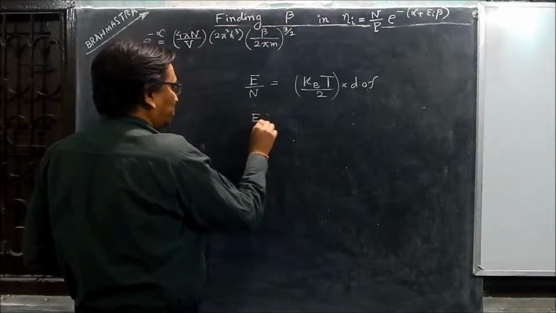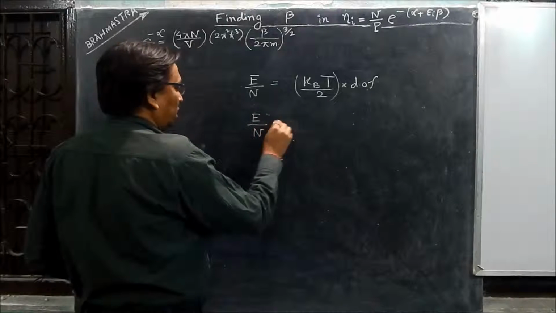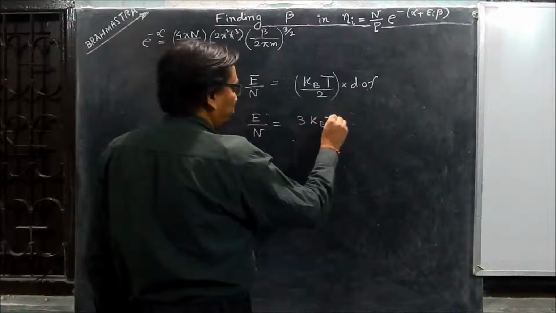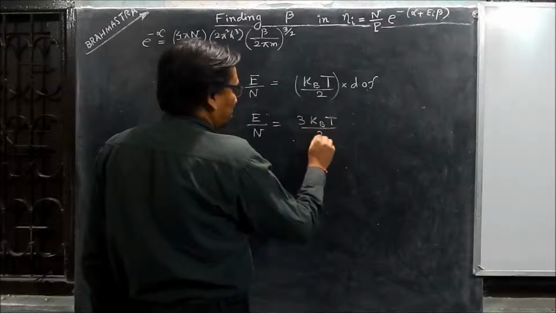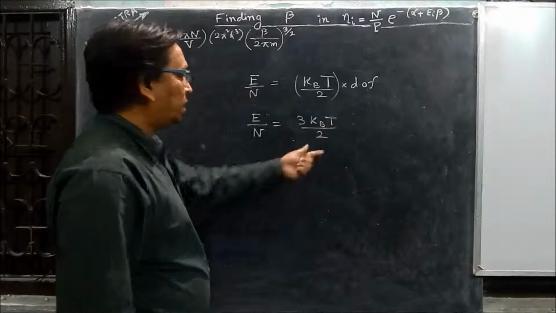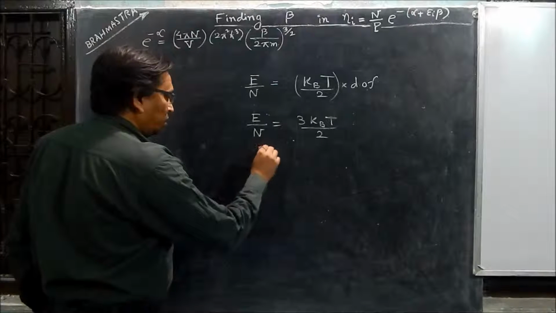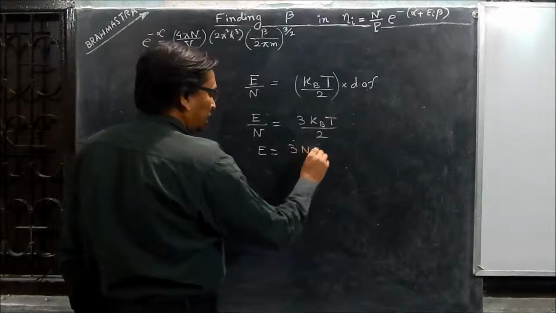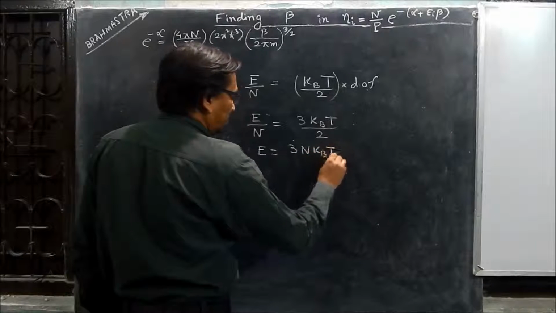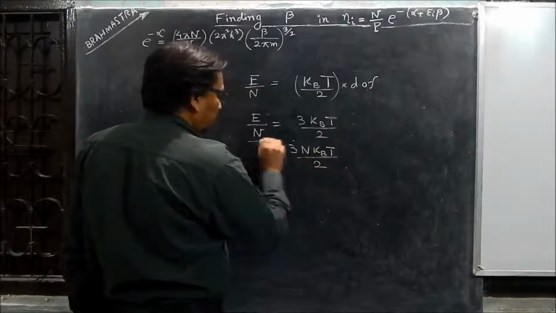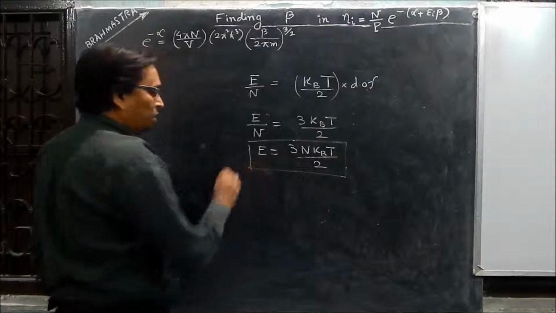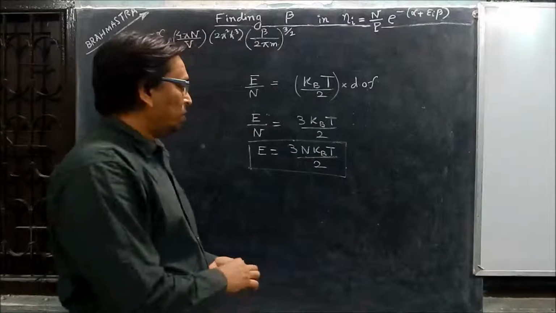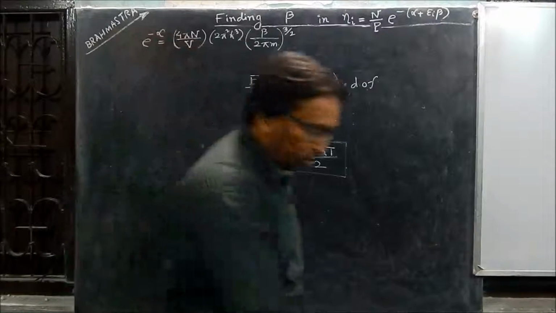So the energy per particle should be 3kBT by 2, and the total energy is multiplied by n, so 3nkBT by 2. This is according to classical physics, the result that Boltzmann obtained. But now we are approaching in a different way.